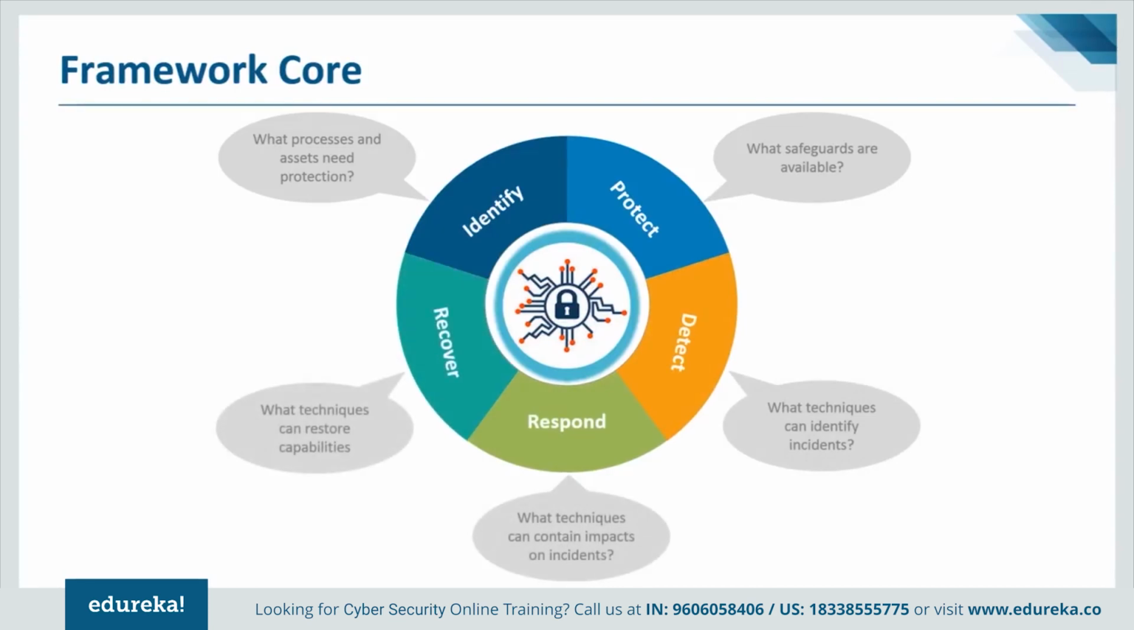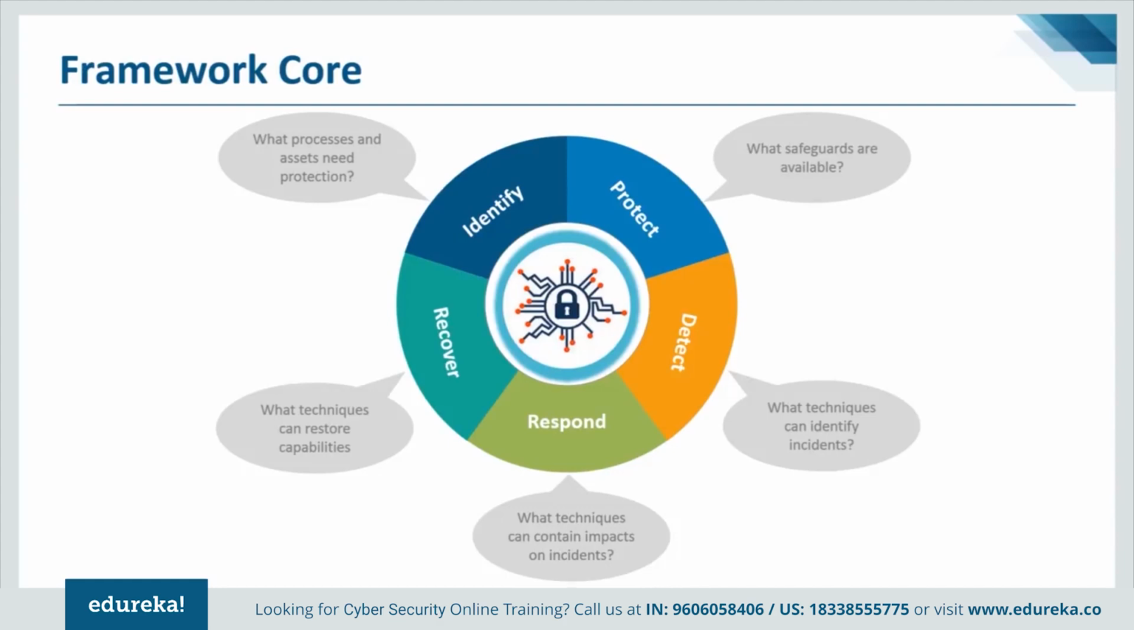The framework core is designed to be intuitive and to act as a translation layer to enable communication between multidisciplinary teams by using simplistic and non-technical language. The core consists of three parts: functions, categories, and subcategories. The core includes 5 high-level functions, which are identify, protect, detect, respond, and recover. These 5 functions are not only applicable to cybersecurity risk management, but also to risk management as a whole.